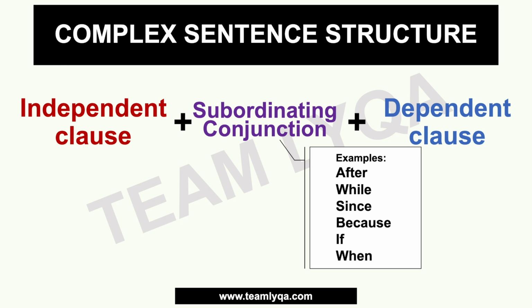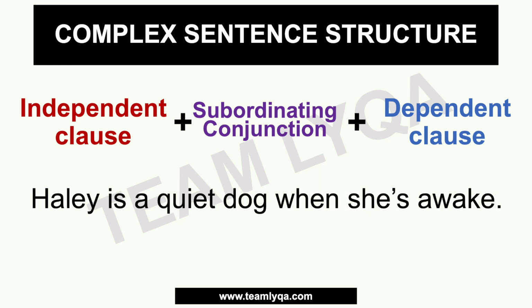Now, the best way for me to show you this would be to give you a sample sentence. This is an example of a complex sentence. Sabi dito, Hailey is a quiet dog when she's awake. Now, kung titignan natin yung dalawang clauses dito, we have the first part, which is Hailey is a quiet dog. Now, kumpleto siya. Hailey ang gumagawa. Is a be verb. Yan ang verb ng ating sentence.